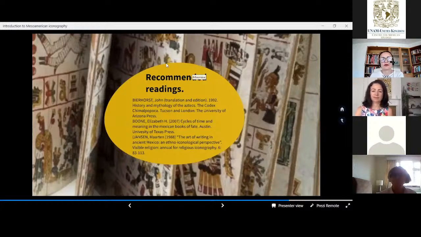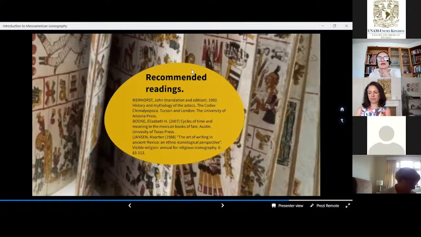there are some studies of these materials. I recommend you read the works of Élodie Dupey and David Dominici, who are working on the materials of the Codex Cospi particularly.